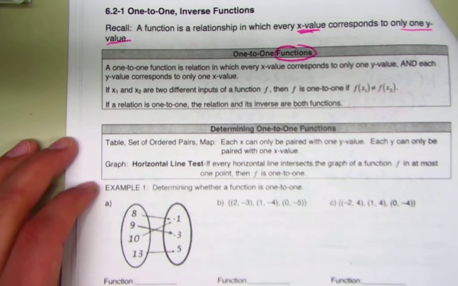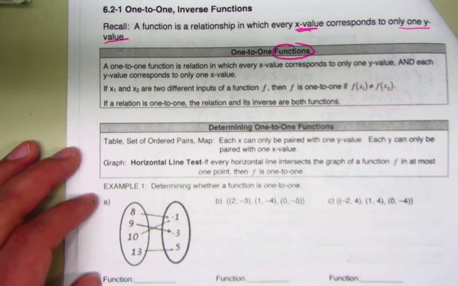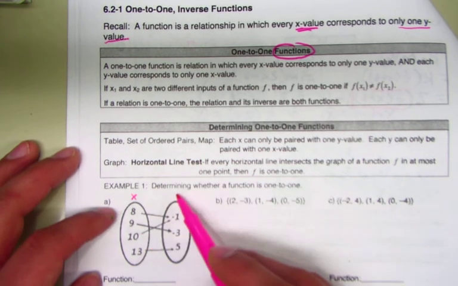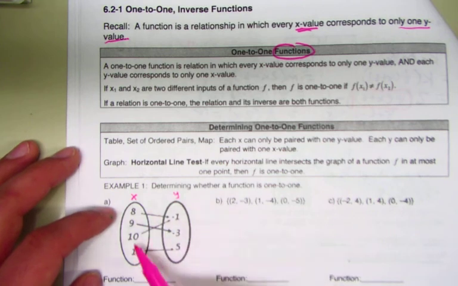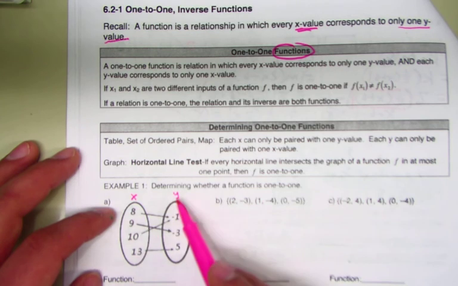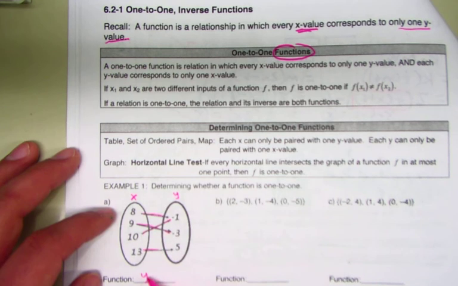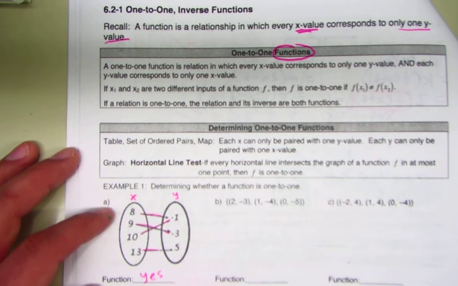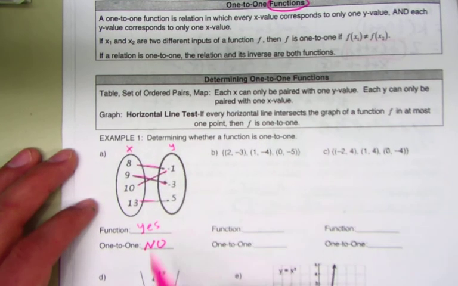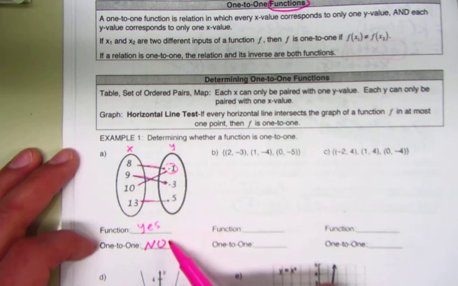Just looking here, for instance, we'll talk about the horizontal line test in a second. If this is my set of x values and this is my set of y values, this is what we call a map. Every x goes to one y value, so this is a function. However, it is not one-to-one, because we're seeing a repetition right here, where we have 8 going to -1 and 10 also going to -1. So this is a function, but it's not one-to-one.